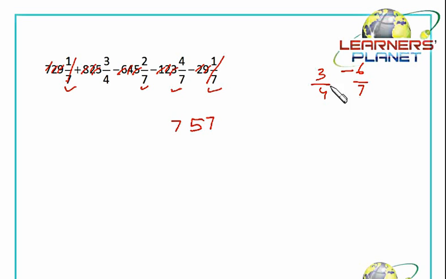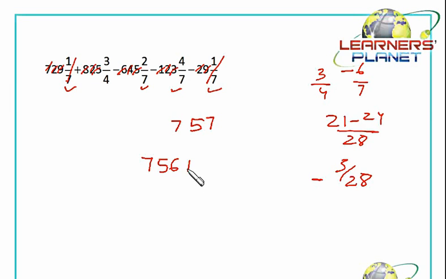So let's calculate this. 7 threes are 21 minus 4 sixes are 24 by 28. So it is 21 minus 24 by 28, that is minus 3 by 28. But that too is negative. Okay, so what I can do is I can write it as 756 plus 1 minus 3 upon 28. Then I'll be doing 756 and 28 minus 3, that is 25 by 28.